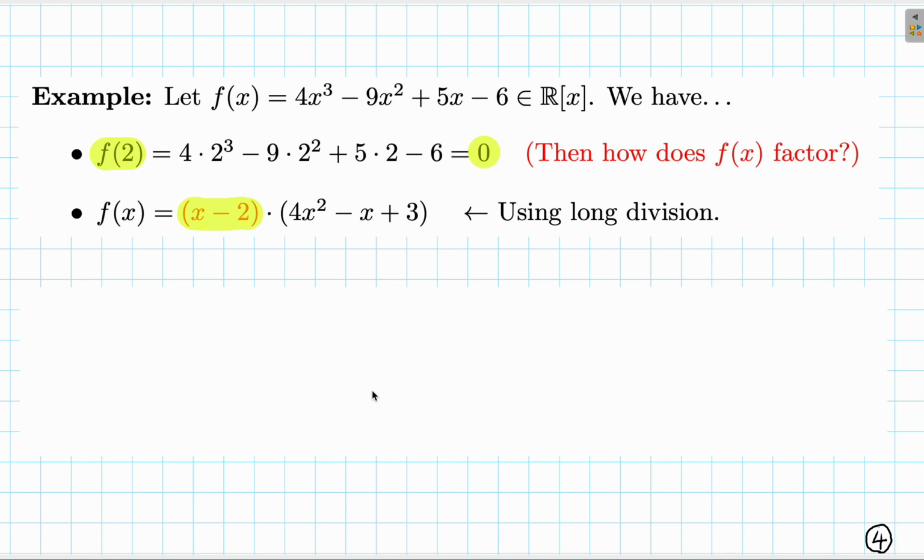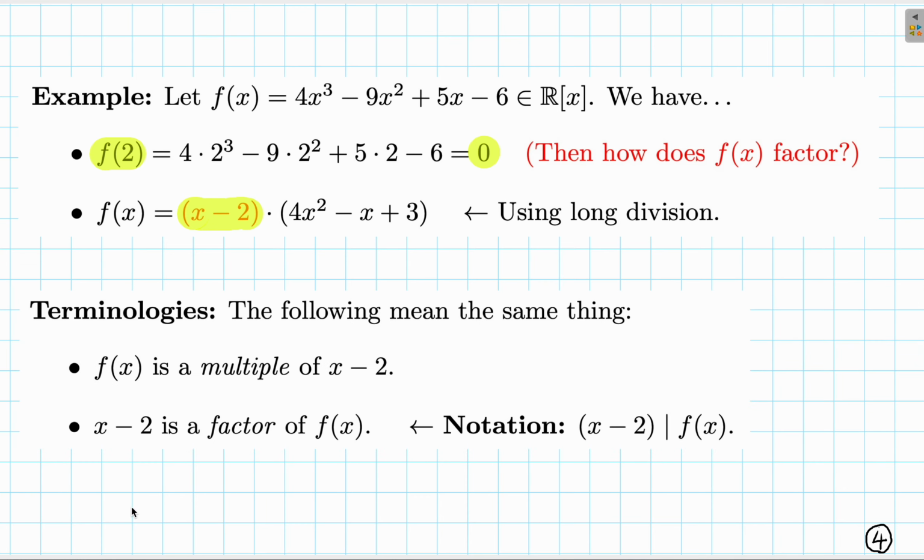But before that, we'll introduce some terminology. On one hand, we can say that f of x is a multiple of x minus 2. And that's what we have here. f of x is equal to x minus 2 times another polynomial with no remainder. Synonymously, we can say x minus 2 is a factor of f of x. And here's a shorthand for it. This literally means x minus 2 is a factor of f of x.